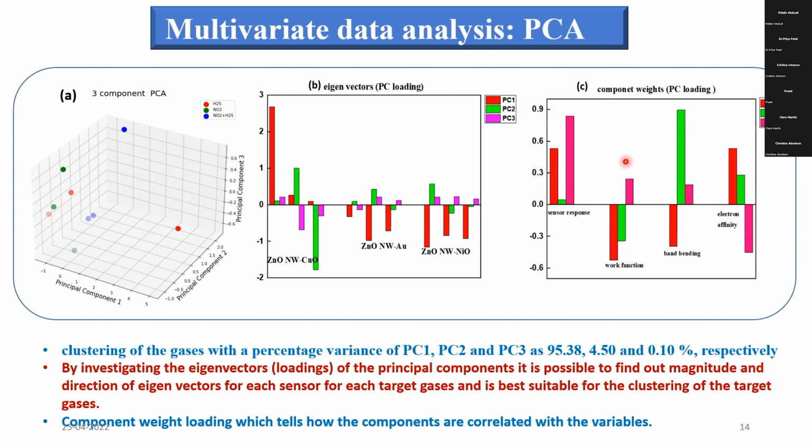While plotting the component weights or PC loading, it will tell you how the principal components and the input variables are correlated. For example, in the case of the first variable, sensor response, the first three principal components are correlated positively. That means if one increases, the other also increases. But in the case of the second variable, work function, the first two principal components are correlated negatively, and the third one is correlated positively. So we get an idea about how these principal components and variables are correlated.